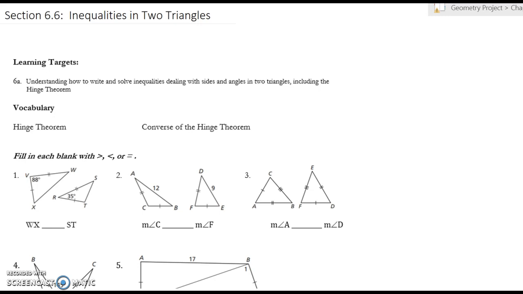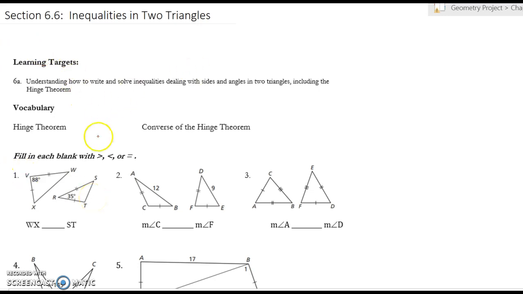And what we have is a hinge theorem. If you think about a door hinge, the farther that I open the door, the bigger the distance is from the door frame to the door itself. The more I close the door, that distance becomes smaller, and that's what a hinge theorem is. And so what happens is you have to have two congruent sides.